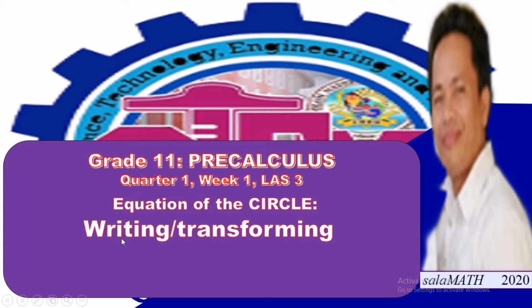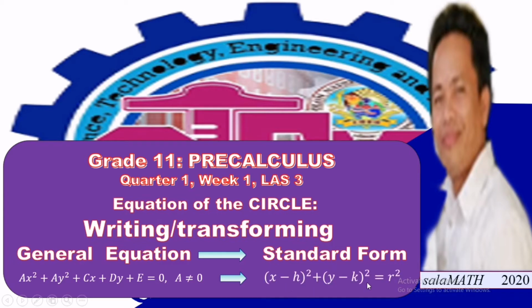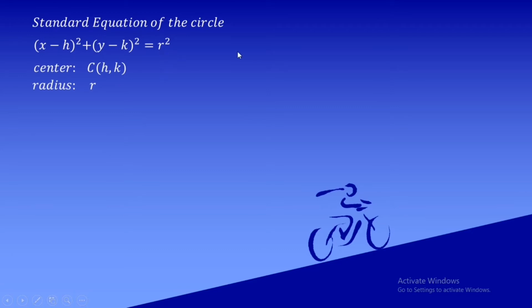Today's topic is about equations of a circle, on how to transform general equations to standard form. Okay, this is our general equation and we also have here the standard form. Given the standard equation of a circle, it is easier to identify the center and radius of the circle. The center here is (h, k), and the radius is represented by r.